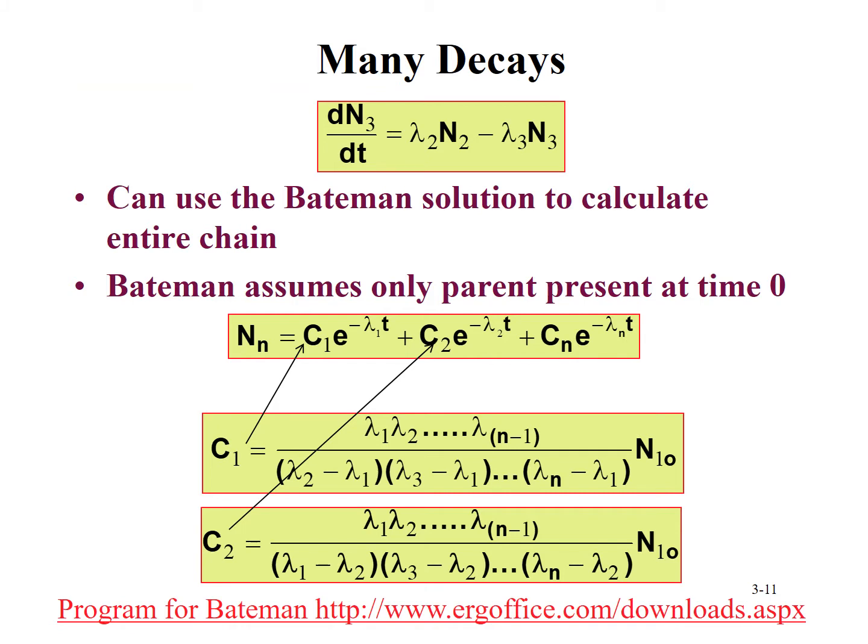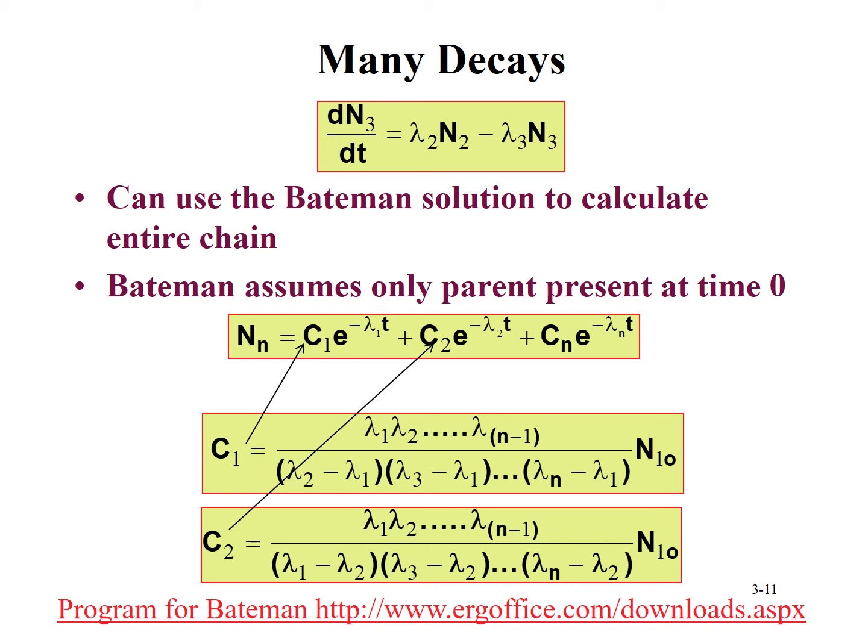So we talked about a parent-daughter decay. Well, what if we have a condition of many decays? So parent, one progeny to the next, so daughter, granddaughter, great-granddaughter. In that case, let's take the example of the third, the granddaughter. The change in the granddaughter with respect to time is just equal to the decay of the daughter that's populating the granddaughter minus the decay of the granddaughter.